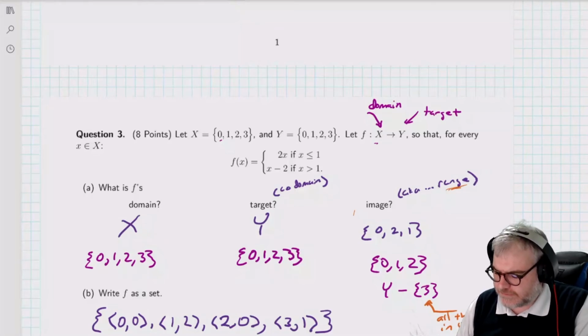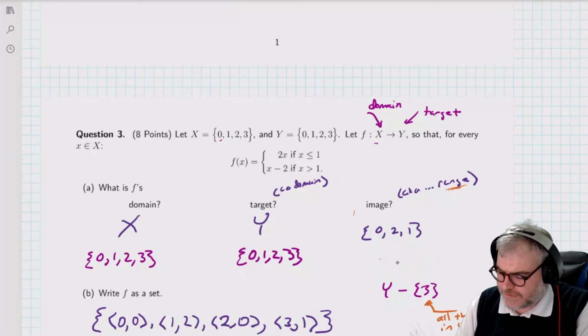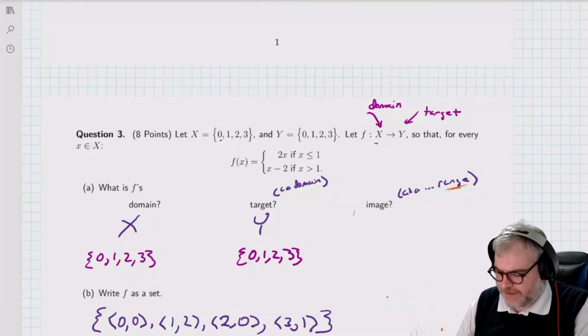What's the target? Let me do this here. Let me erase this one. The target, or the codomain. Well, why? How do I know? Well, I said so. Or you could have said the set 0, 1, 2, 3.